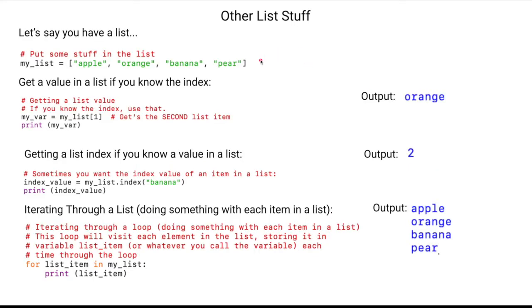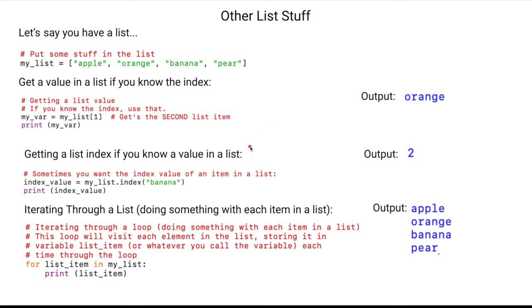So I've got a list here, and I'm putting in 4 things: apple, orange, banana, and pear. If I want to get a value in that list, if you know the index, you can just reference it. So if I want the second item in the list, I have to use index 1, because remember we started at 0, so 0 would be first and 1 would be second. And I can either print it or store it. I'm putting it in a variable here, and if I print it out, I'm going to get the second item in the list, which is orange, which is why we see that.